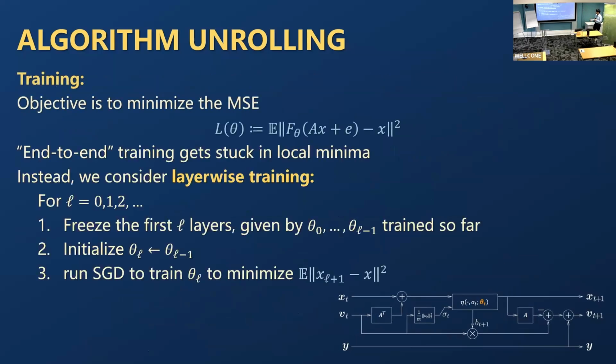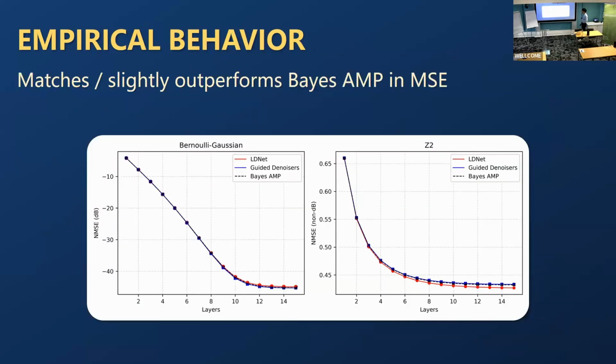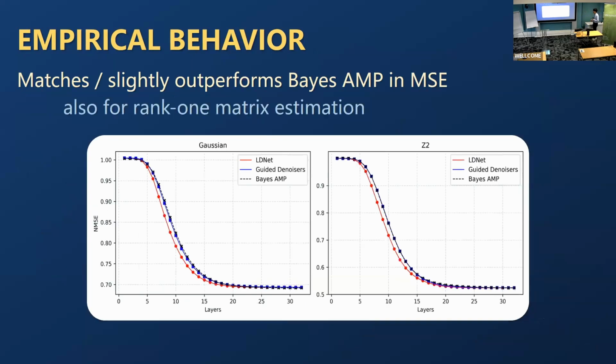So to train these, you're going to do some kind of layer-wise training where at every step, maybe you've trained the first 10 layers. Then you're going to initialize the next layer to be the same as before, and then you're just going to run SGD to fine-tune that next layer. Well, it turns out this actually competes. You can indeed compete with AMP, which again is conjectured to be the optimal algorithm in this setting. In fact, you can do slightly better because AMP is only conjectured to be optimal in an asymptotic sense, not in a finite dimensional sense.